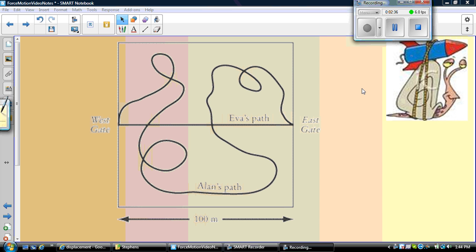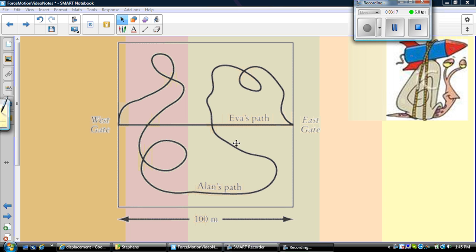Okay, to understand the difference between distance and displacement, let's say that you have two different paths. You have Alan's path and Eve's path, and they're going from the west gate to the east gate. The path that Alan traveled is represented by all these little squiggly lines. You could calculate the distance of Alan's path, and his distance would obviously be longer than Eve's path because he maybe took the scenic route. Now, from the west gate to the east gate, the quickest possible distance is 100 meters. So the displacement is 100 meters east.